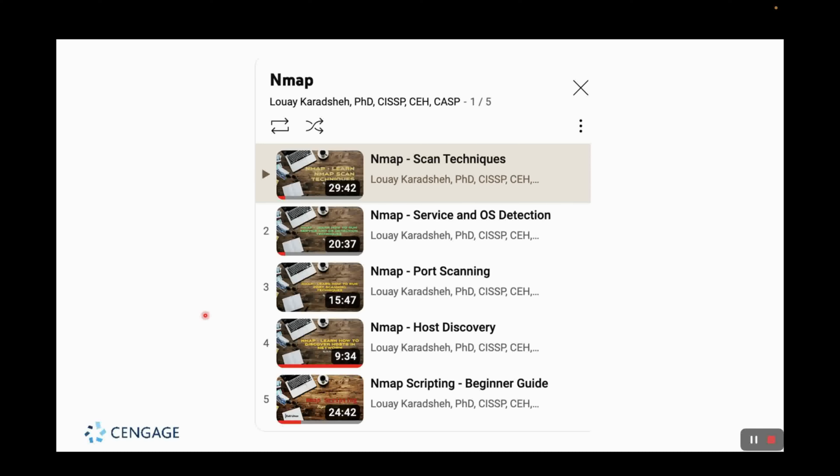Now, I have provided you basically with an overview of Nmap and scanning options. You could turn to my other videos here on my YouTube channel and try to practice Nmap. Here I have several Nmap videos for Nmap scan techniques, Nmap service and OS detection, port scanning, host discovery, and scripting, just a beginner guide. You could learn and practice those options after this particular lecture.